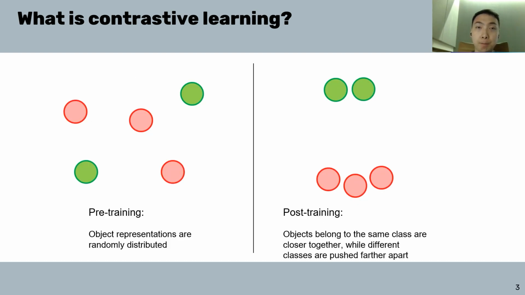So before we train the network, these vectors for the red and green classes are distributed randomly in some space. After training, the green vectors are pushed closer together to other green vectors. The red vectors are pushed closer together to other red vectors, while the green and red vectors are farther apart from each other.